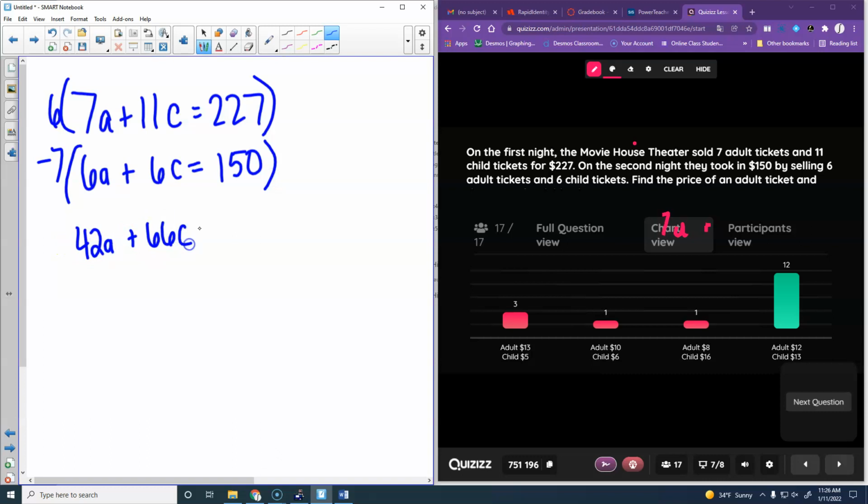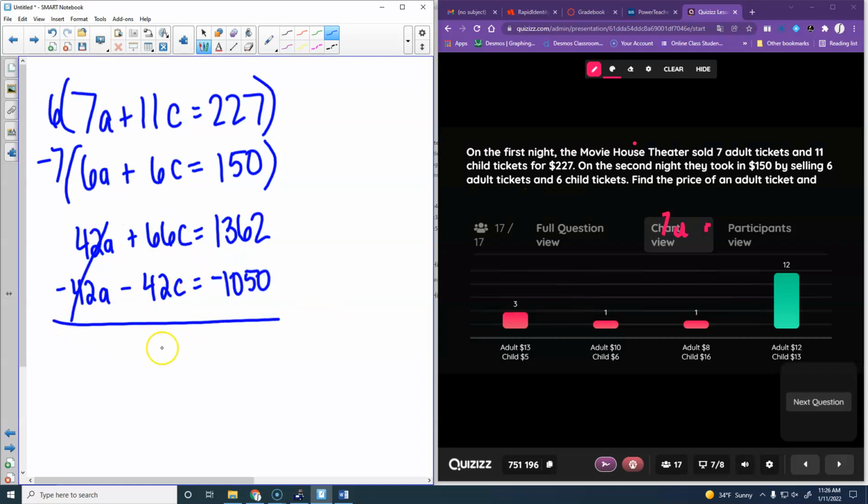42A plus 66C equals 227 times 6 is 1362. And on the bottom, I'm going to have negative 42A minus 42C equals negative 1050. These cancel. 24C equals 312. Divide by 24. C is going to give me, what did you get there? 13. And then you are going to go back and plug that in.